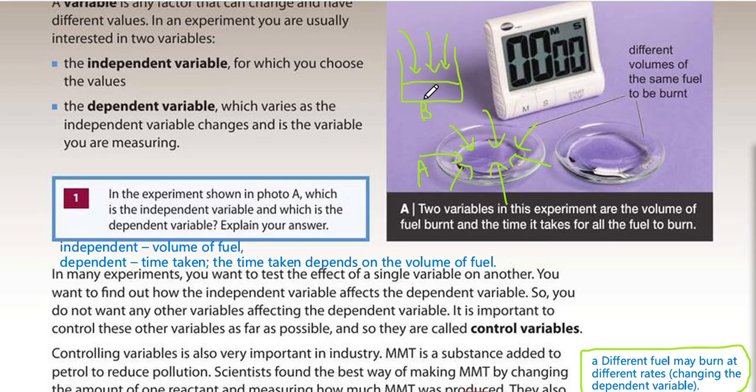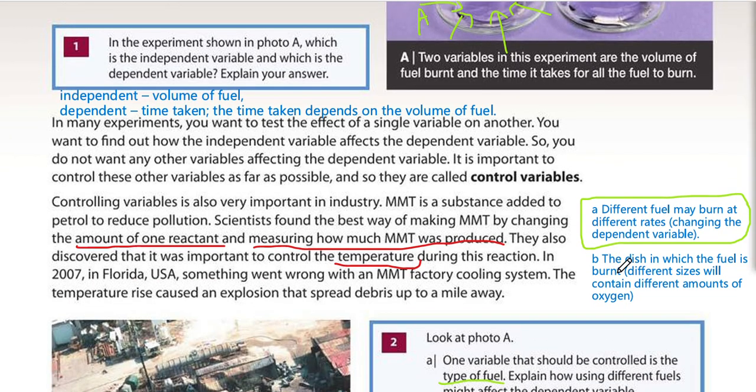So if we don't use the same dish for both instances, is there going to be a change in the amount of oxygen it's getting? Yes, it is going to have a change, because in this one it's allowing oxygen to mix nicely, but here it's only allowed from the top. So then this also needs to be controlled, right? Okay, so you can write down the answer: the dish in which the fuel is burnt. This is another variable that you need to control. The dish in which the fuel is burnt.